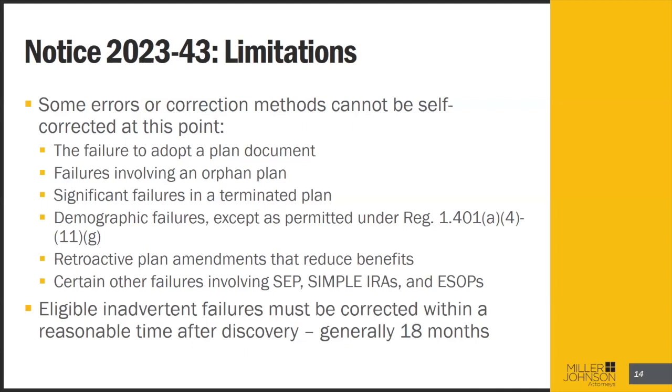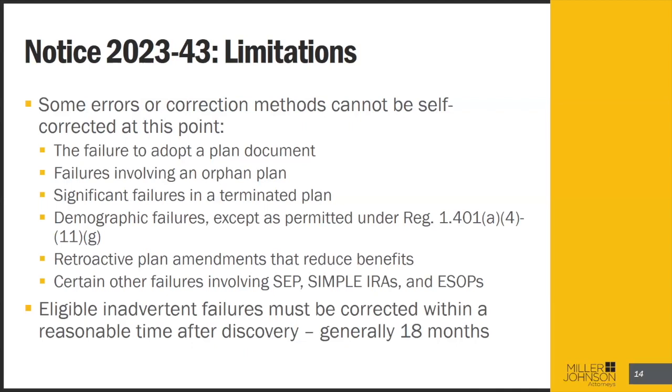But the IRS is basically saying if you have demographic failures, you can't fix those unless you follow a separate step in the Treasury regulations, where within 9.5 months of the end of the plan year, you sign a plan amendment that basically allows the previously ineligible participants to participate in the plan, thereby fixing the demographic failure that you might have had. So you can still do that. That's still in the regulations, but outside of that, you really can't fix that under this notice.